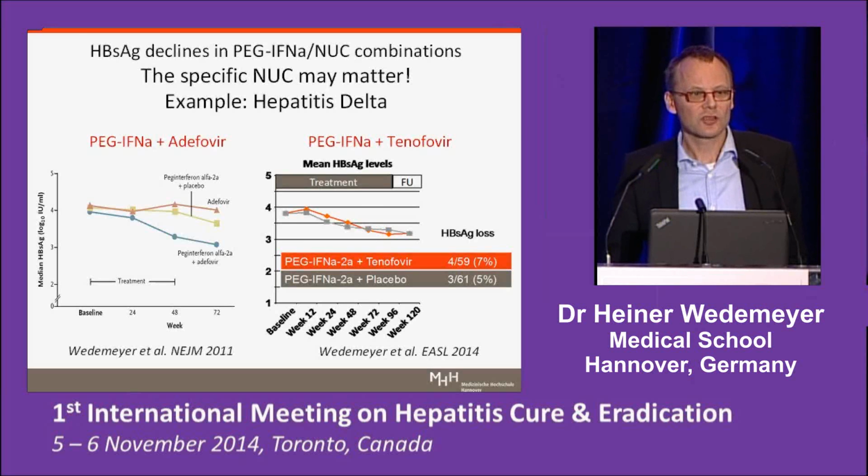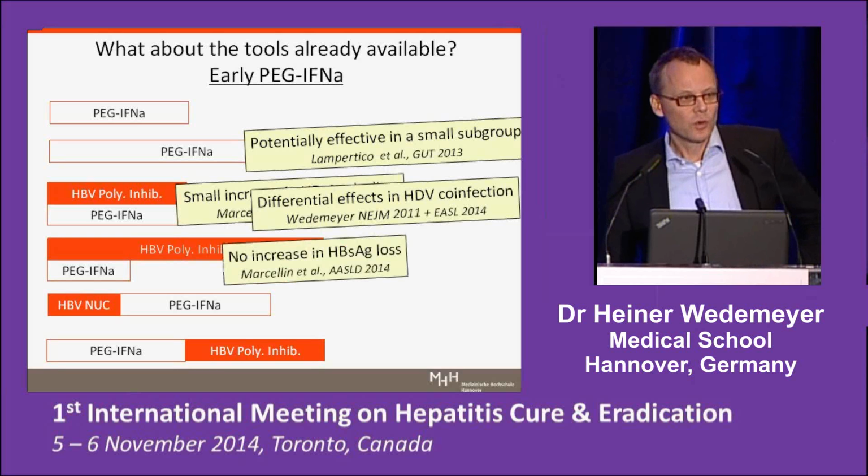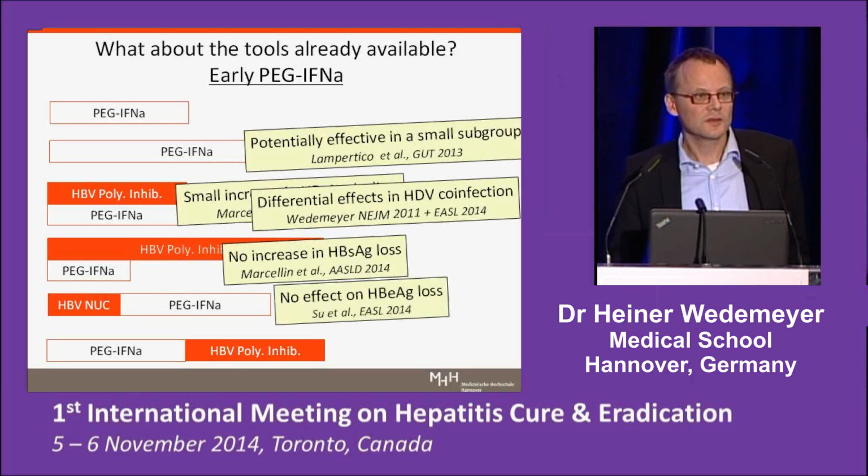And also the discussion of low-level ongoing replication. Is there a role of combining NUCs in terms of S antigen levels? What is published here? And this is a trial which was presented at EASL and published last week. And this is also one figure out of this paper. Harry Janssen showed you this data.